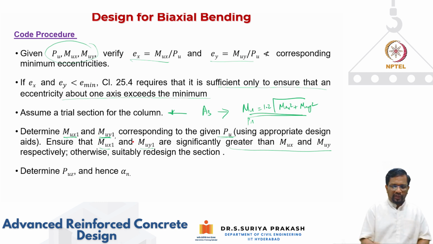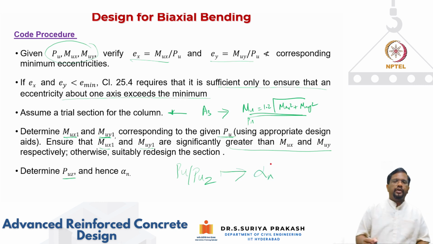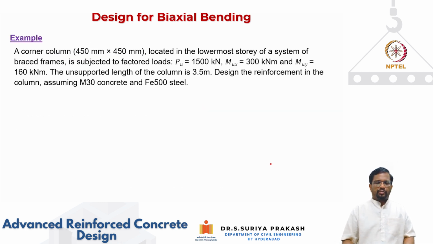Then once we do that, we find out Puz, which is your pure compression capacity, and then your Pu by Puz can be found. Then from this I can find out alpha n. Once we find alpha n, we plug it into the equation and check. Now let's quickly run through an example problem.